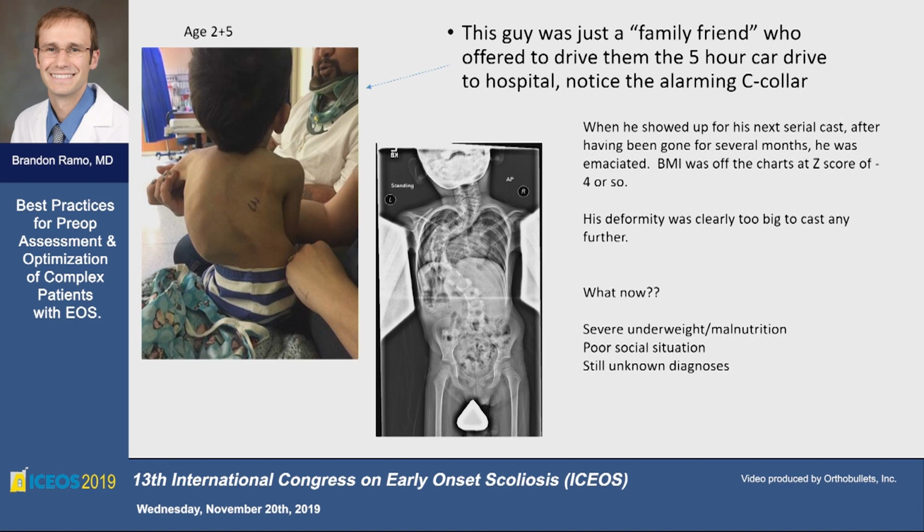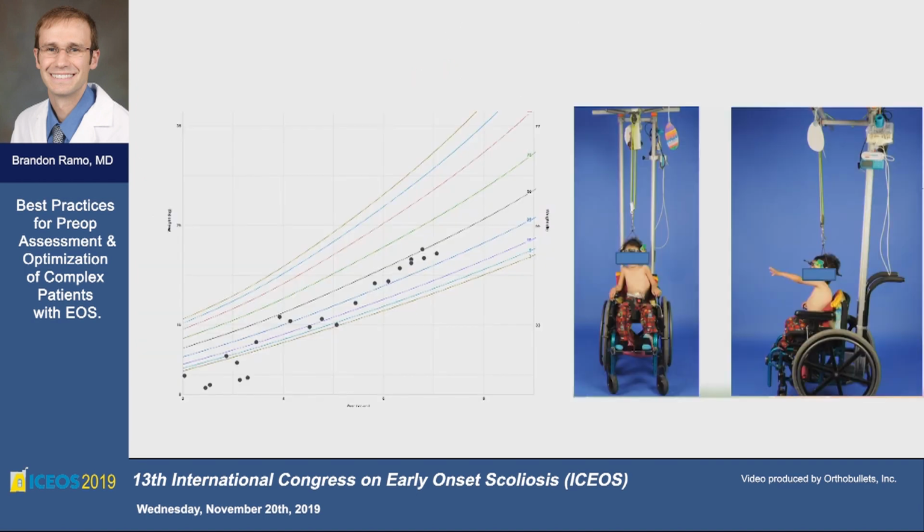His BMI, which I'll show you in a second, or his weight for age, was somewhere between 4 and 5 standard deviations below the mean. We felt at this point that the deformity was probably too big to cast, and clearly the child was somewhere between underweight and malnourished. And just to highlight the social situation, this is the only guy the family could find to drive them 5 hours wearing a C-collar. That was their hired driver for the day. So here he is at 2.5. That's his weight growth chart. And I guess I've revealed what we did.